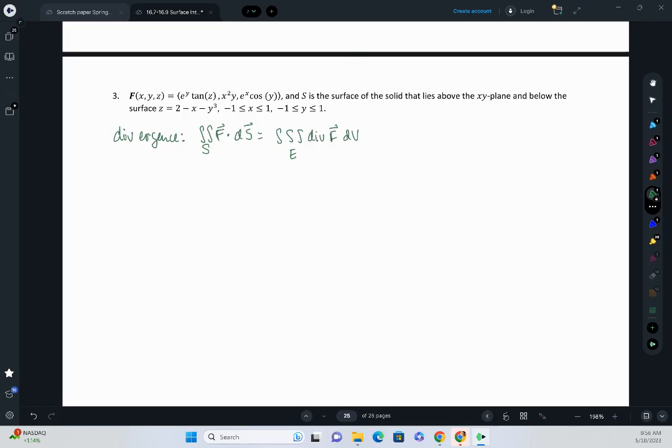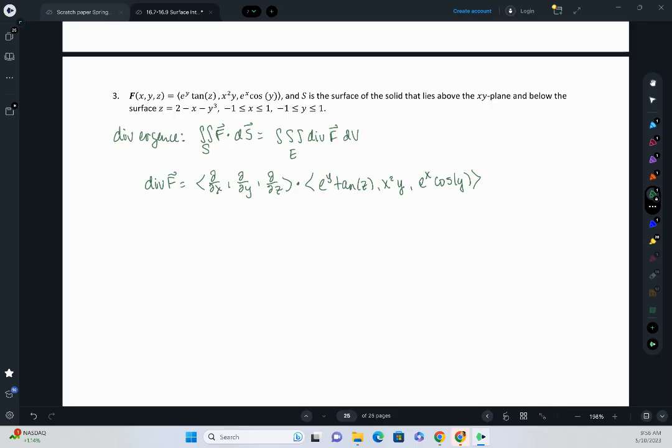All right, so very first thing, once again, hopefully this is sounding like I'm on repeat because we're going to do the same process. First, we'll calculate our divergence of f. We're looking at the del x, del y, del z vector, dotted with our f vector, which has components e to the y, tangent of z, x squared y, and e to the x cosine of y.